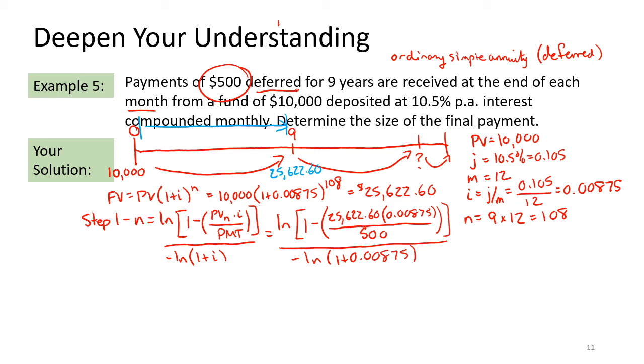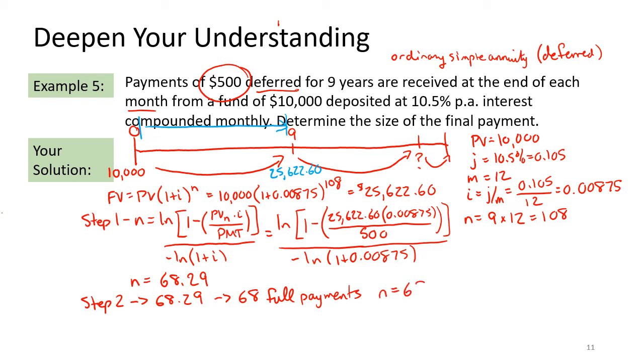Okay? And if you calculate that out, you get a value of N of 68.29. Okay? So for step 2, that means we have 68.29 payments, or we have part of it that's a fractional payment. That means we're going to make 68 full payments. So our value of N for our calculations in step 3 and 4 is equal to 68.